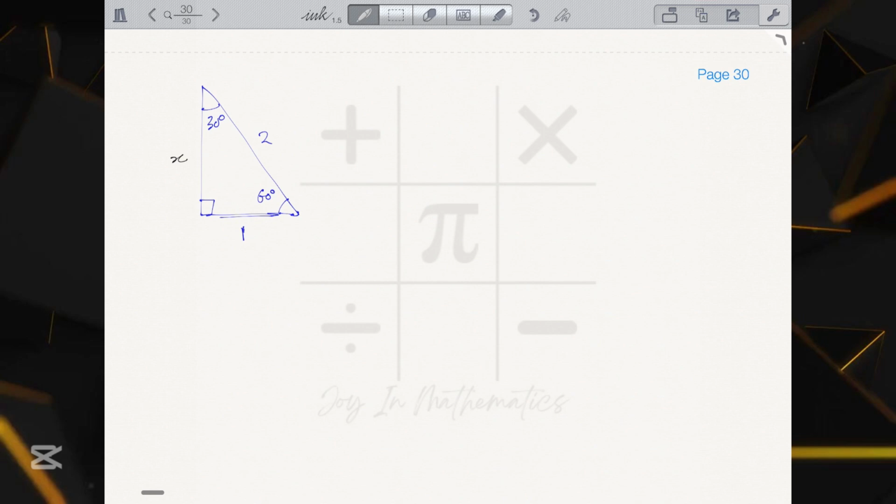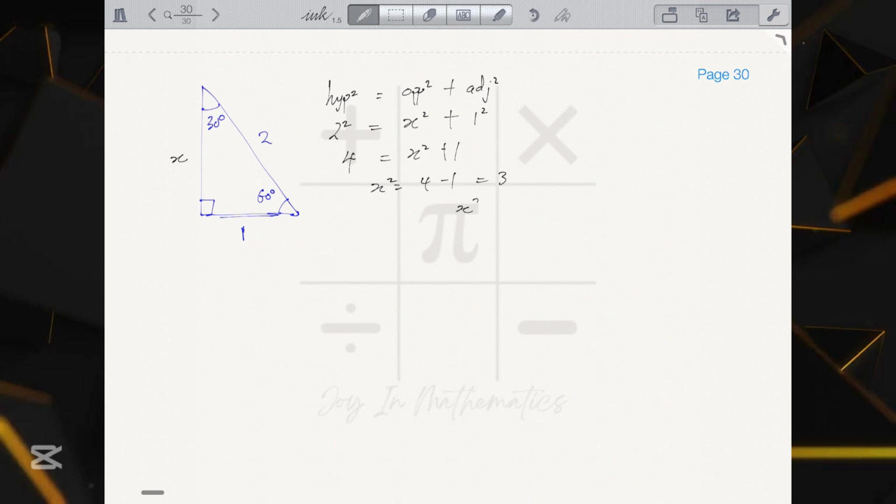Let's apply Pythagoras theorem in this case. Pythagoras theorem says hypotenuse squared is equal to the opposite squared plus the adjacent squared. That is, the hypotenuse squared of a right angle triangle is the sum of the squares of the other two sides. So we can say that 2 squared is equal to, let's call the opposite x and the adjacent 1, x squared plus 1. Therefore, 4 is equal to x squared plus 1, making x squared the subject. So x squared is equal to 4 minus 1, which is equal to 3.